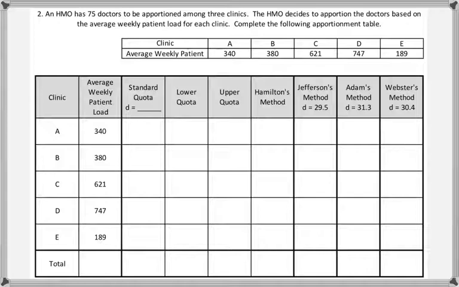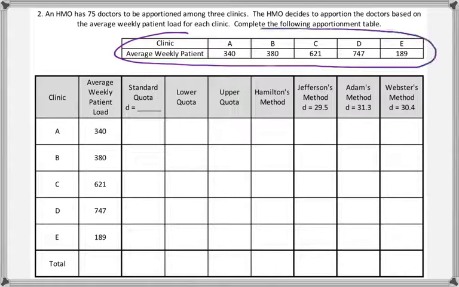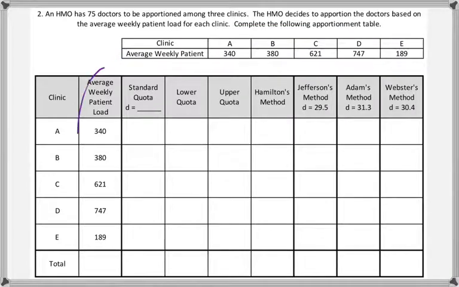An HMO has 75 doctors to be apportioned among 3 clinics. The HMO decides to apportion the doctors based on the average weekly patient load for each clinic. Complete the following apportionment table. So we have all of the clinics and their average weekly patient load listed here, and then they are also listed in this column.